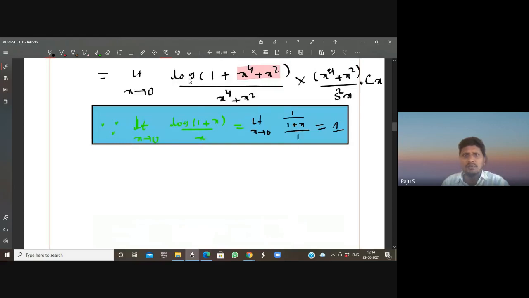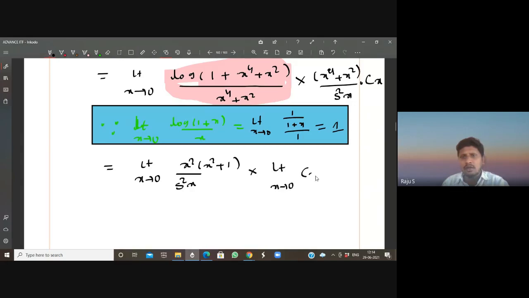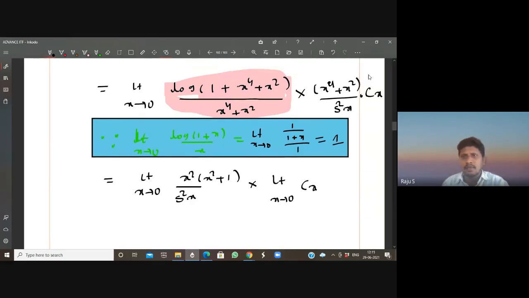Student, what about this value with the help of this formula? It is in the form of log of 1 plus x by x. This is clearly a standard form, am I right? So this is clearly equal to 1. So this is 1, then the remaining value is limit x tends to 0. x square you can take common, x square plus 1 by sine square x into limit x tends to 0, you can apply limit for cos x, finally cos x.